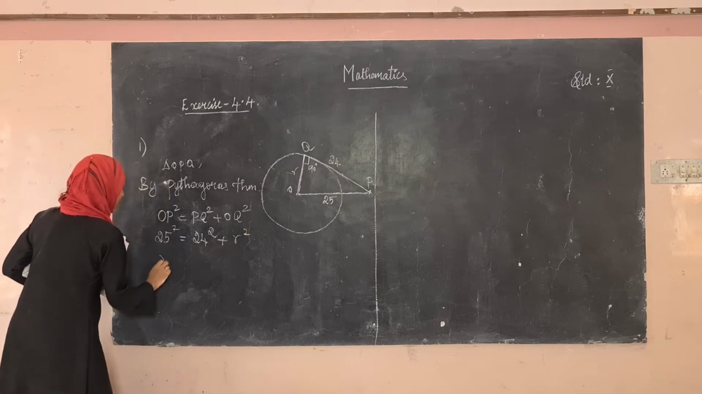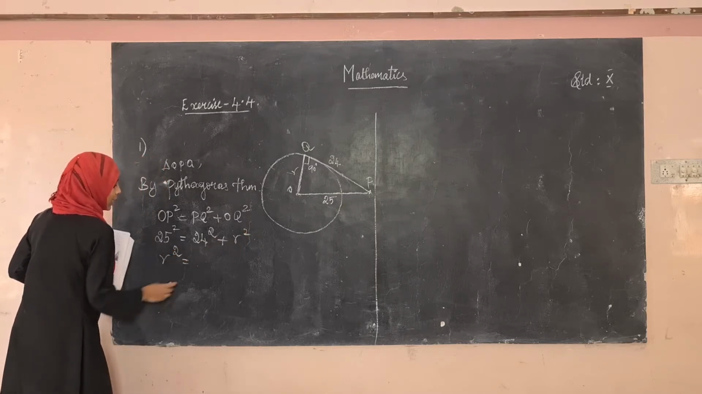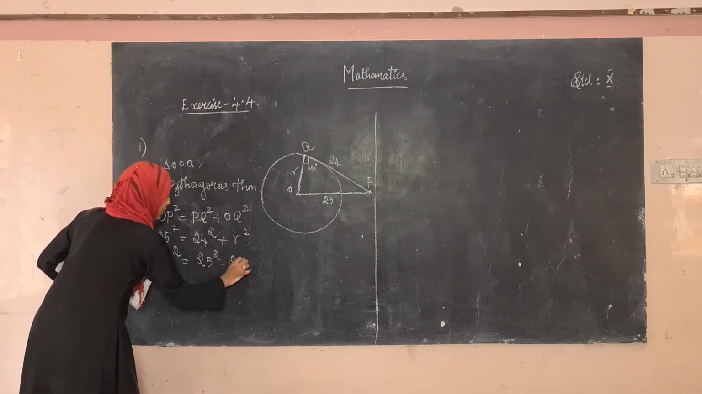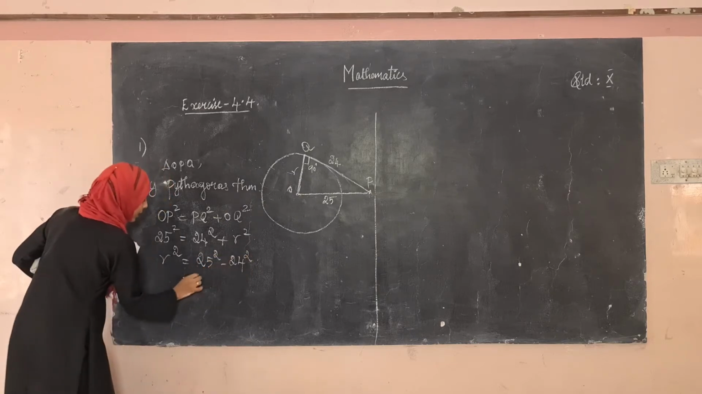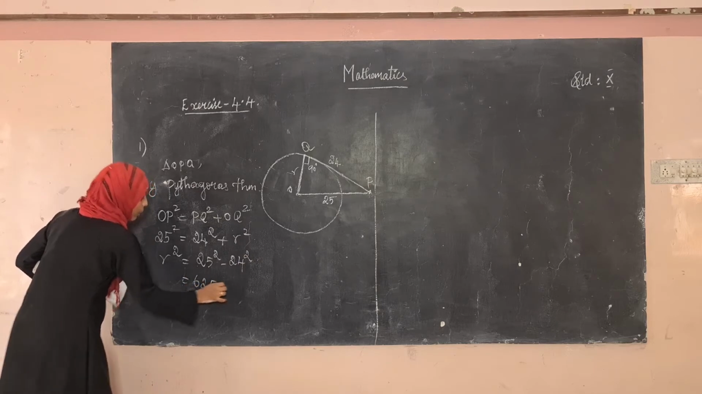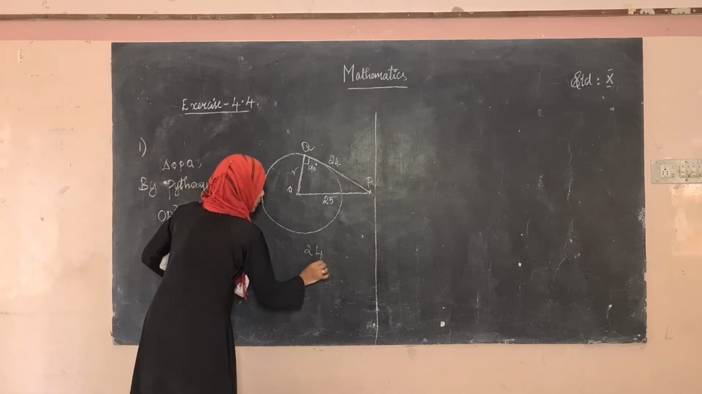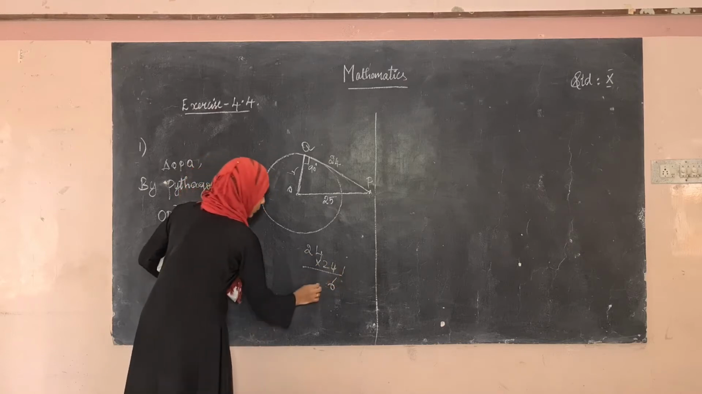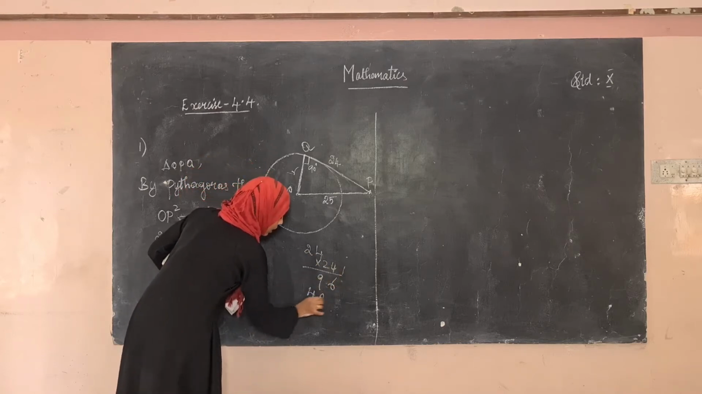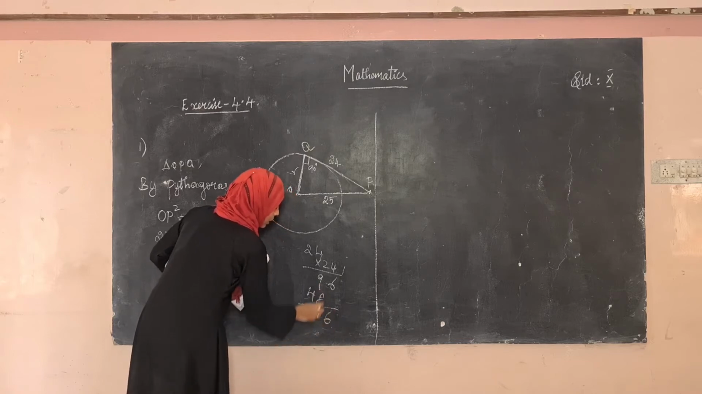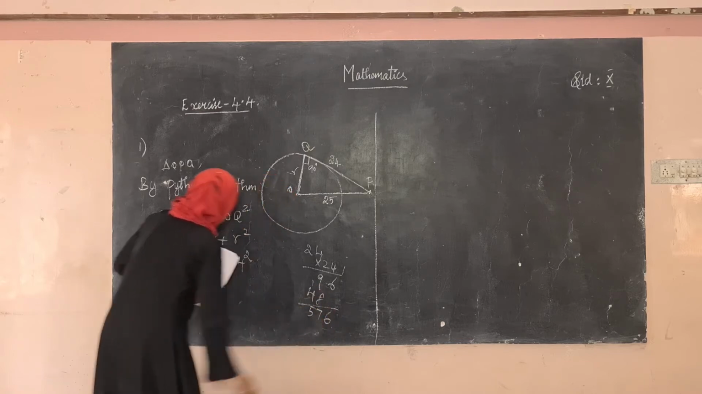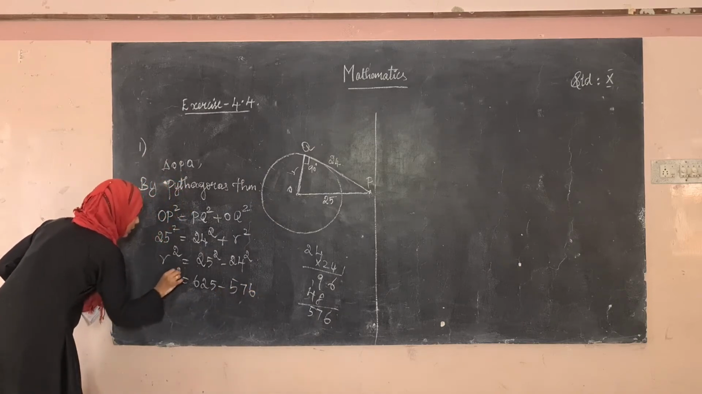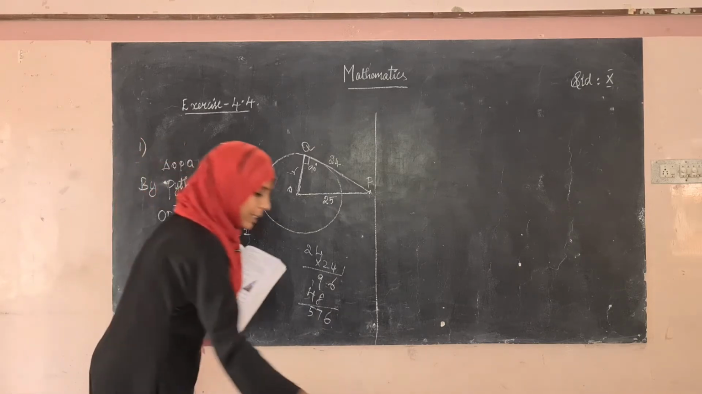We have to find R, so keep R square on one side and bring these two terms. 25 square minus 24 square. What is 25 square? It is 625. What is 24 square? 4 twos are 8, plus 1 is 9, so 48, 6, 576. Therefore R square is equal to 625 minus 576.